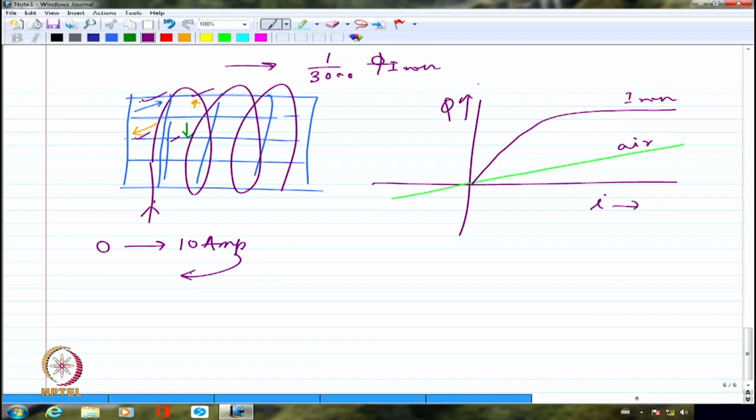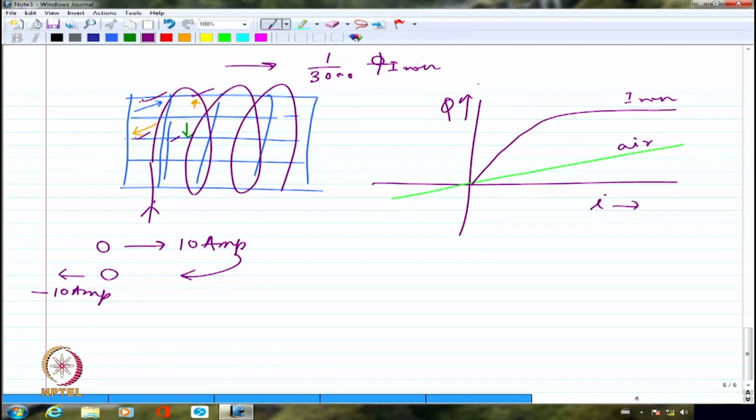Many of the domains which are already aligned, they will not try to come back from their position because already aligned, you have done some work on them. So they are not going to be disturbed anymore because still the magnetic moment is in the same direction. The extrinsic magnetic flux is in the same direction. Now, if I actually try to come to 0 and go towards minus 10 ampere, right? In an alternating current, this happens during every cycle.